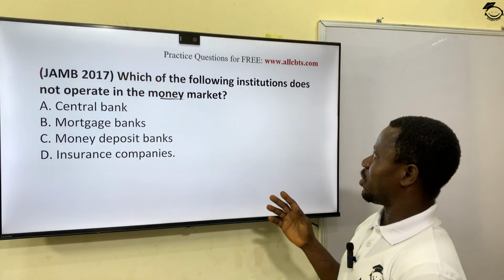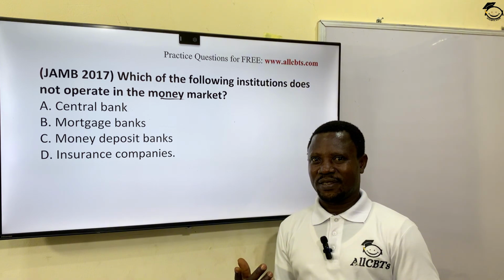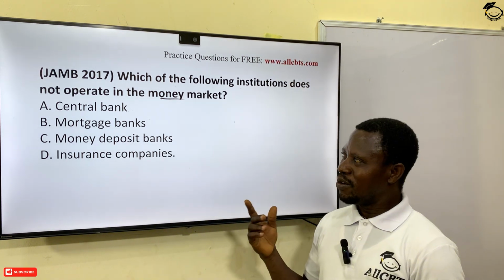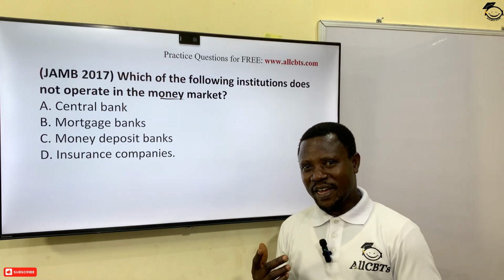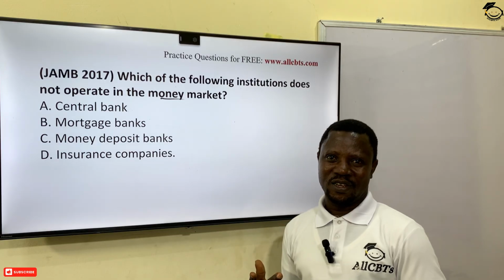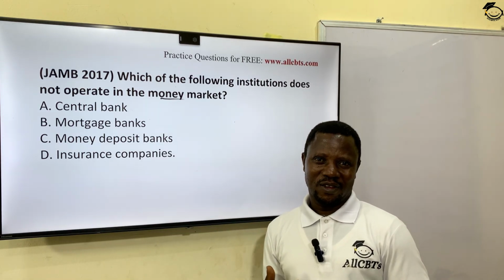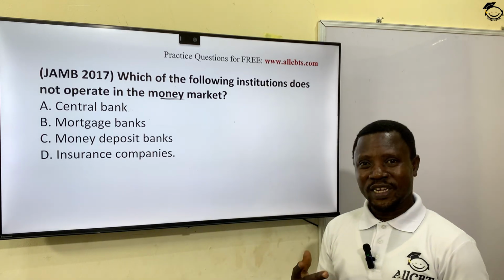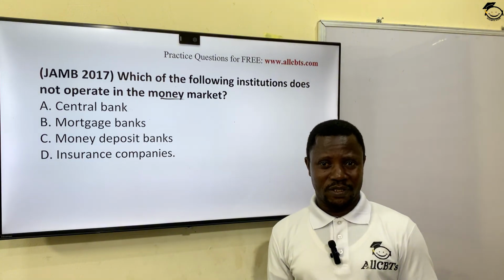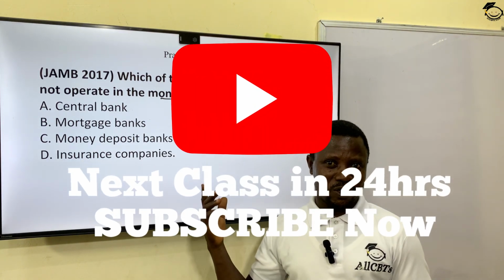Remember we are talking about which of them does not. That means one is incorrect. But unfortunately, there are two that are incorrect here. One, mortgage banks. Mortgage banks don't give short-term loans, short-term credit facility. Mortgage banks don't deal as such in the money market. Okay? What is a mortgage bank? When they give you credit facility for buildings, for properties, and you're expected to pay back in the long term. It's long term, not short term.